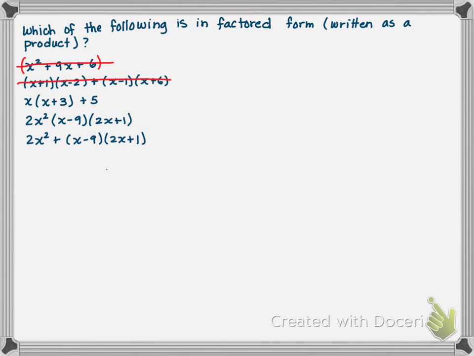What about that third one? Is that factored? It is not, because there is this addition here, again, outside the parentheses. So if we're just looking at it visually, any addition or subtraction outside parentheses means it's not factored. But again, there's multiplication here. It's x times (x plus 3), but there's that plus 5 tacked on.